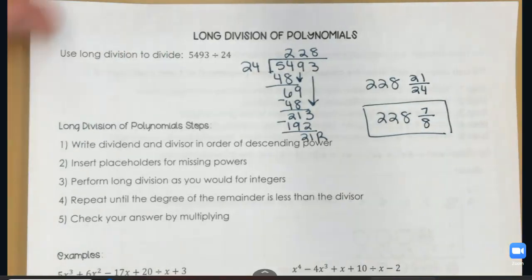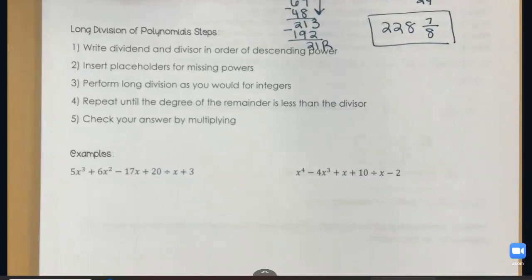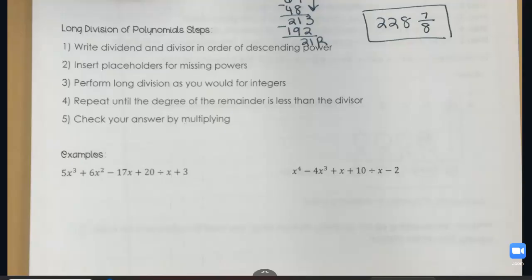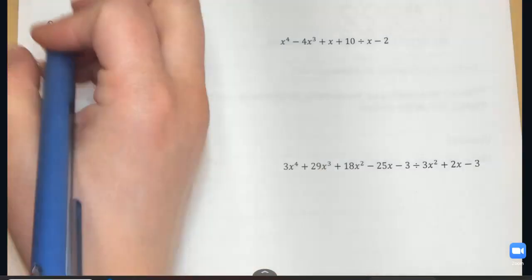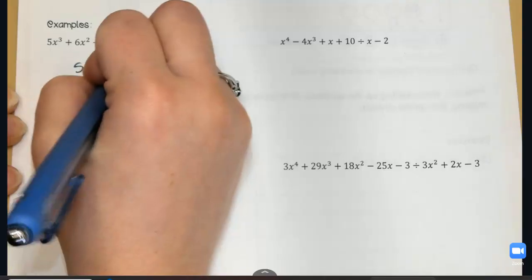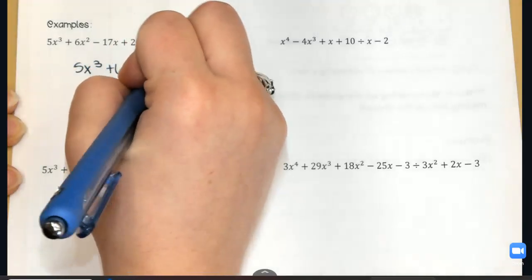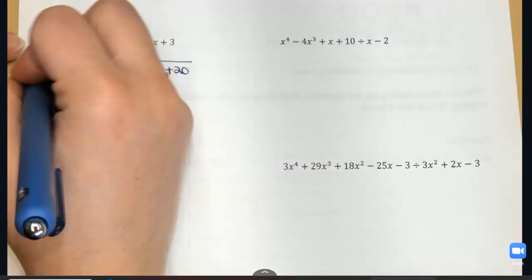So with polynomial long division, we are going to follow those same steps, but there's going to be a lot of x's in there. We're going to set up our house, divide the leading term by our divisor, multiply, subtract, bring down the next term, and so on. So we are going to jump into some examples here, starting with my first one, 5x cubed plus 6x squared minus 17x plus 20 is going inside the house, and then x plus 3 is going outside.